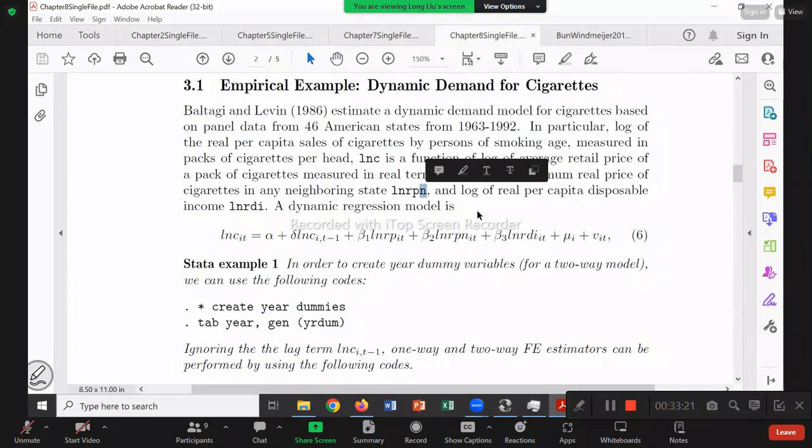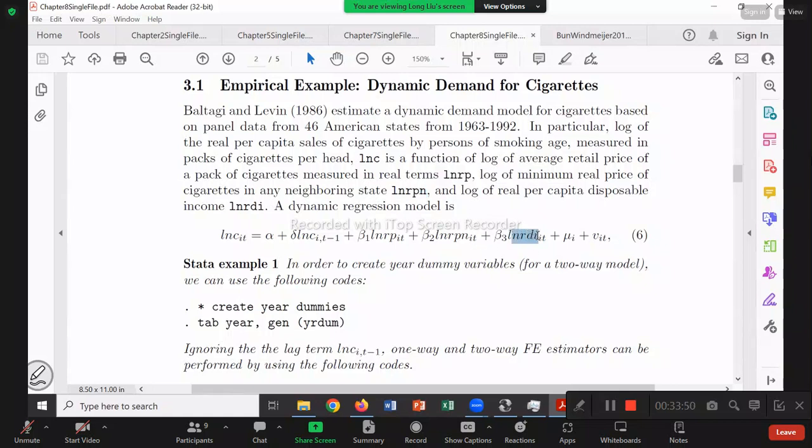but the price in my neighbor state also affects my consumption. For example, say I talk about New Jersey and Pennsylvania. Suppose I live in New Jersey, and suppose New Jersey's price of cigarettes is high, but Pennsylvania's is low. Maybe I drive across the state border, go to the other state to buy cigarettes. So that's why my neighbor's price also affects my consumption here.